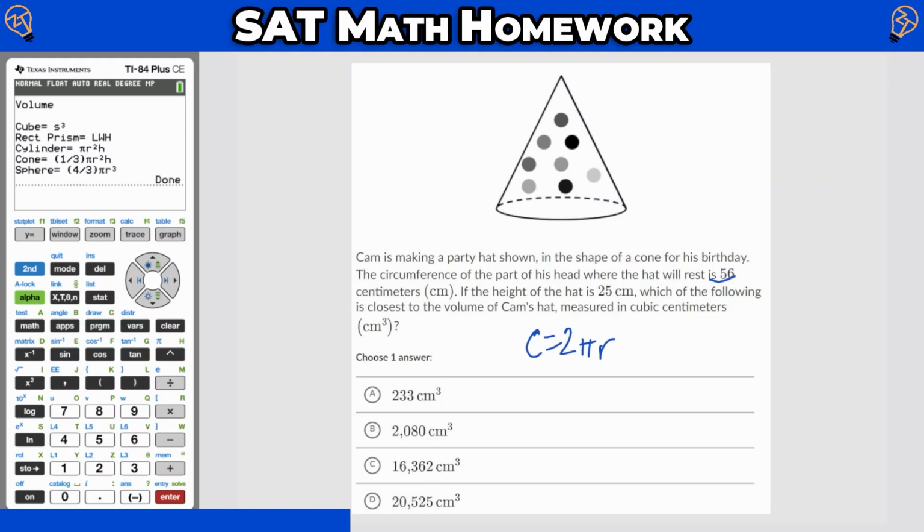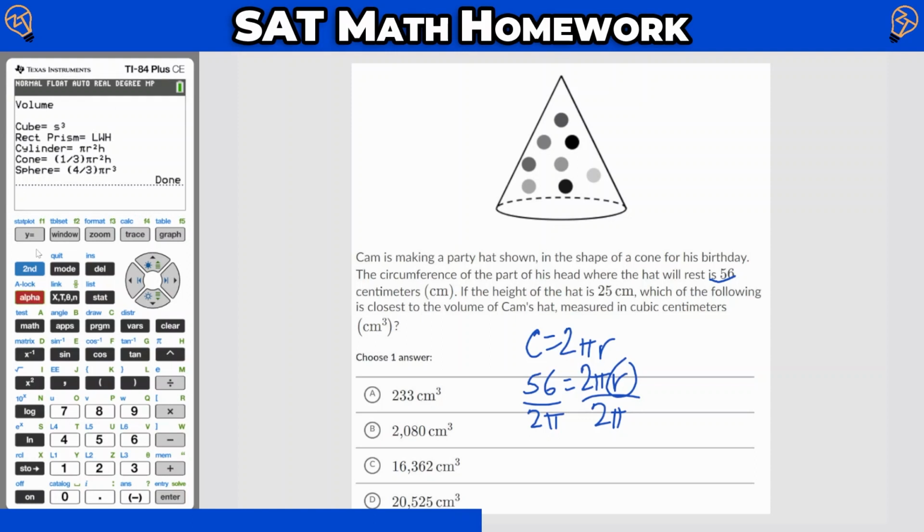They say that the circumference is 56. So I could figure out what the radius is by dividing both sides by 2 pi. Now to avoid any kind of error, you have to make sure you put parentheses around the 2 pi when you put it in your calculator. Otherwise, it'll do 56 divided by 2, and then take that answer and multiply the whole thing by pi.